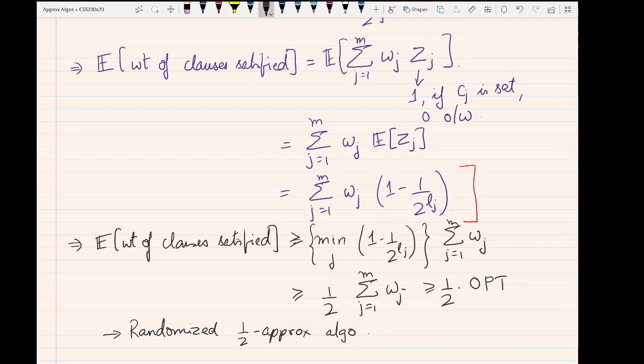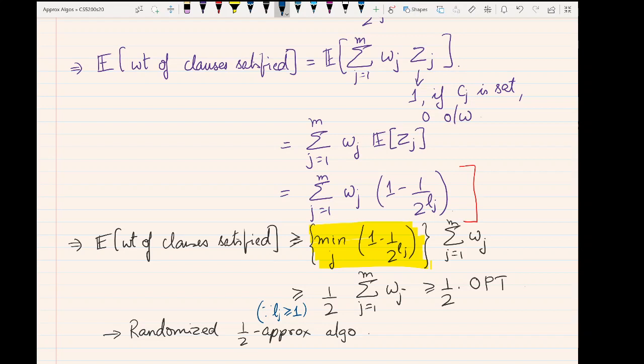Just a random assignment to the variables involved. Now the point to note here is that in this randomized algorithm, the longer a clause is, the higher the probability of it being satisfied. In particular, notice the simplification that we did in order to get a proper approximation ratio. We took the minimum over here and we argued that since Lj is always greater than or equal to 1, we bounded the term here by half.